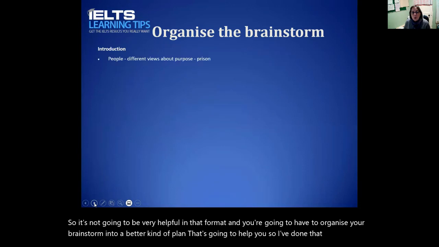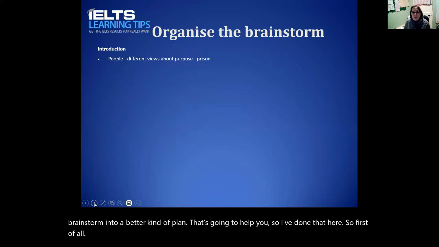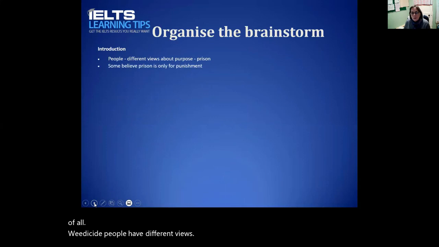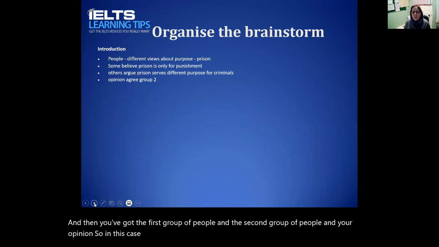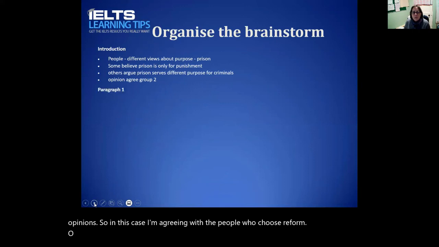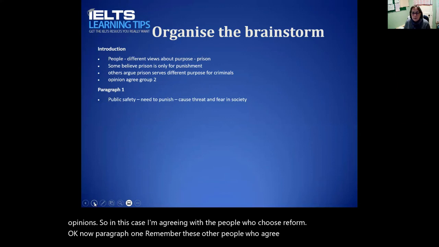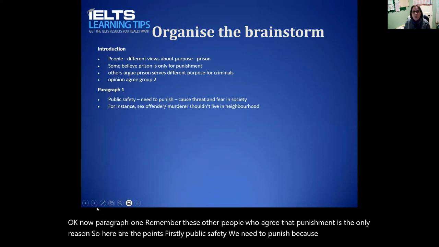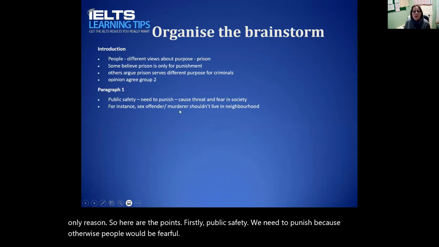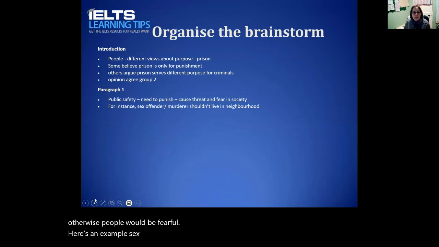So first of all, we decide people have different views. And then you've got the first group of people and the second group of people and your opinion. So in this case, I'm agreeing with the people who choose reform. Okay. Now, paragraph 1, remember, these are the people who agree that punishment is the only reason. So here are the points. Firstly, public safety. We need to punish because otherwise people would be fearful. Here's an example. Sex offenders and murderers, they don't want them living in their area.